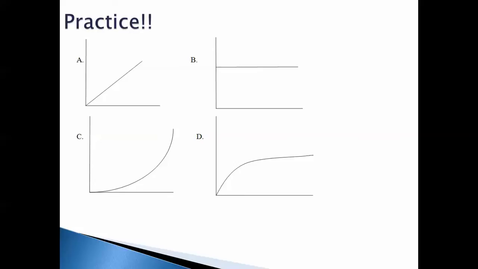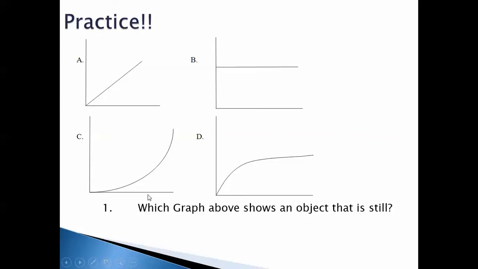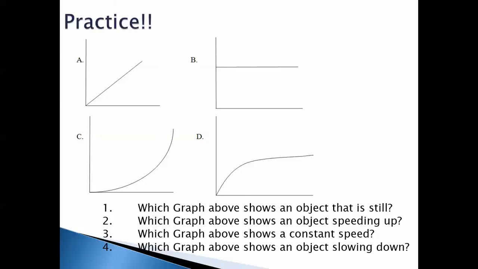Let's practice. Now switch over to your practice sheet. So you're going back to your practice sheet now. And you should see these same 4 graphs here with these 4 questions. Question number 1 says, which graph above shows an object that is still? So take a minute to think about these 4 questions, and you're going to write the letter of which graph, A, B, C, or D indicates that an object is sitting still.